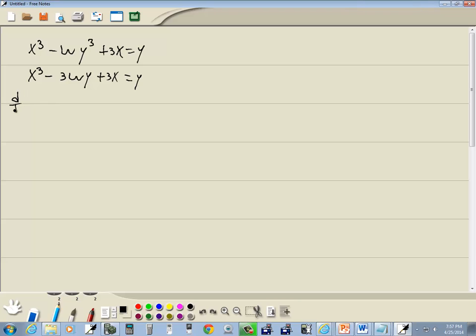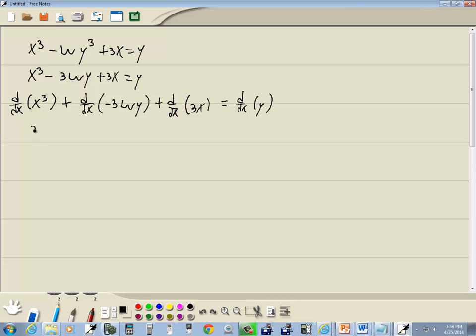Now we're going to take the derivative of everything where it's sitting. So take the derivative of x to the third, plus the derivative with respect to x of negative 3 natural log of y, plus the derivative with respect to x of 3x, equals the derivative with respect to x of y.